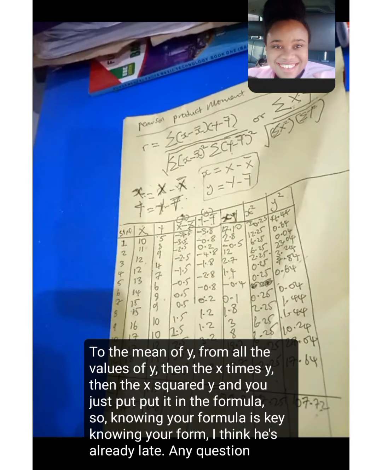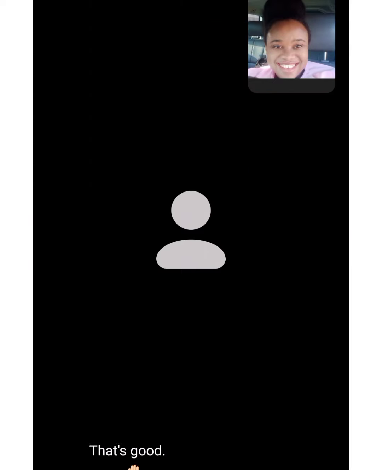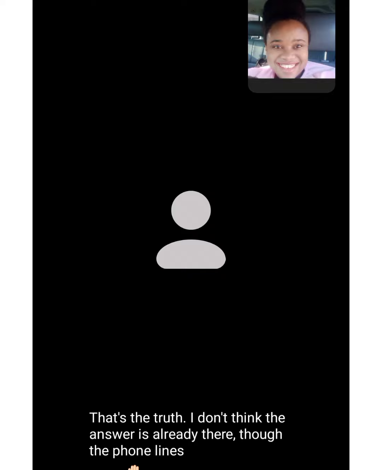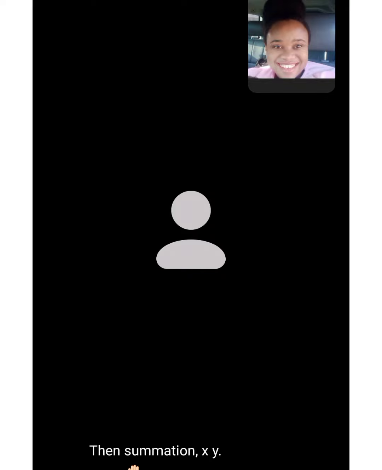So my question is on that step 3. Okay. That's step 3. I don't think the answer is already there. Though the formula is the way we have that, then summation xy over square root of summation x square y square. Have you seen it in the material? I'm referring to the material actually. Okay.